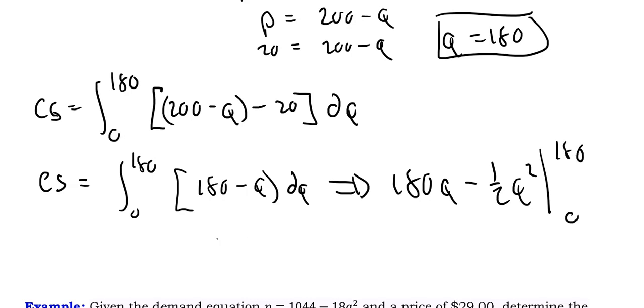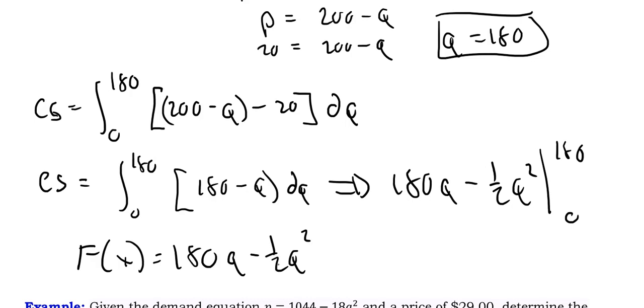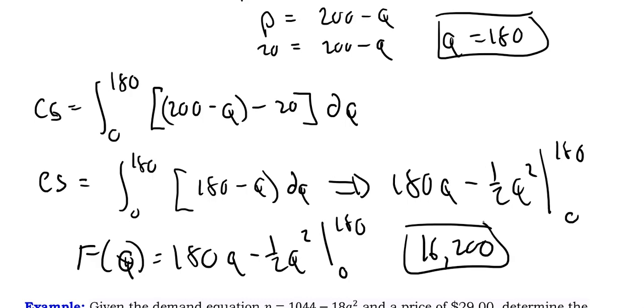And as always, we can simply put this into Desmos as a function. And it doesn't matter if you use Q in Desmos or if you use X. And so evaluating that from 0 to 180 in Desmos, you will end up with 16,200. The consumer surplus. That is the total amount of savings by consumers by purchasing a good or service at a lower price. That is called the consumer surplus or savings. Let's do one more.